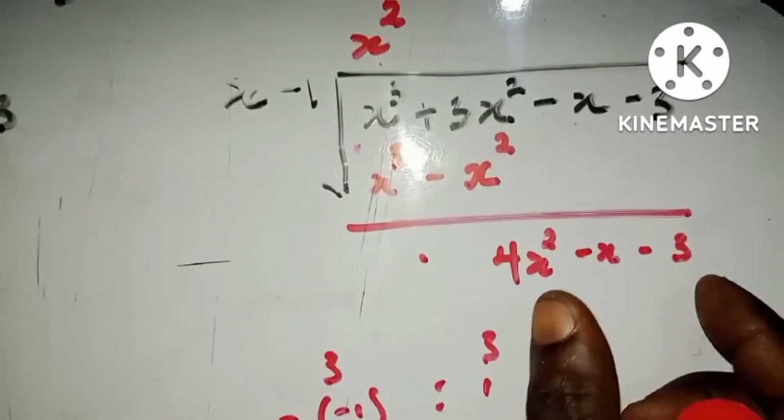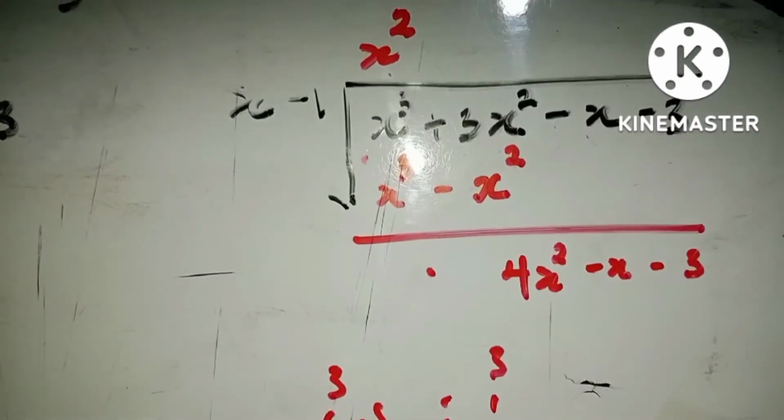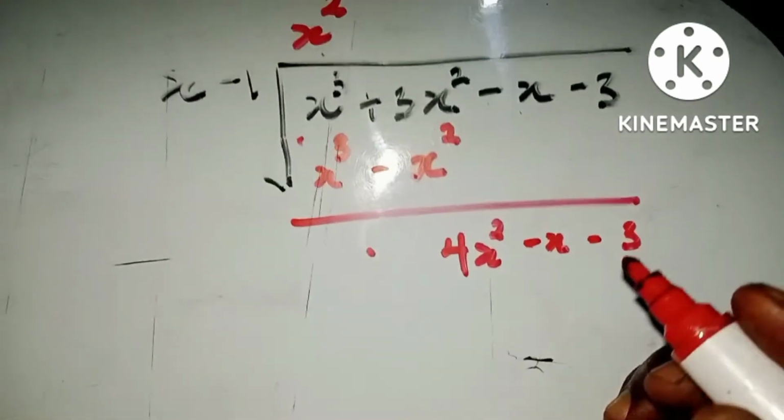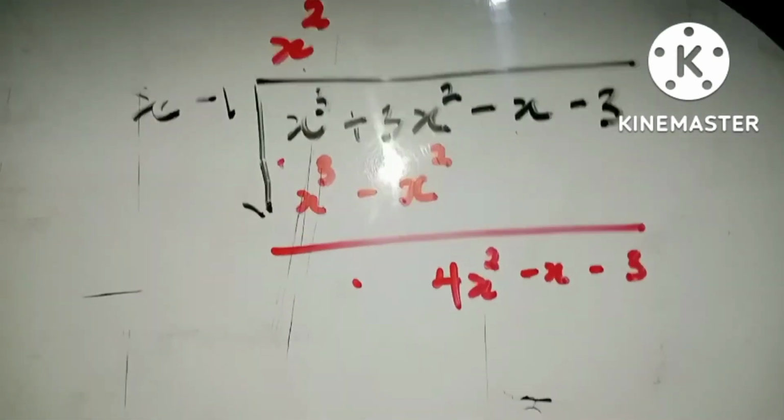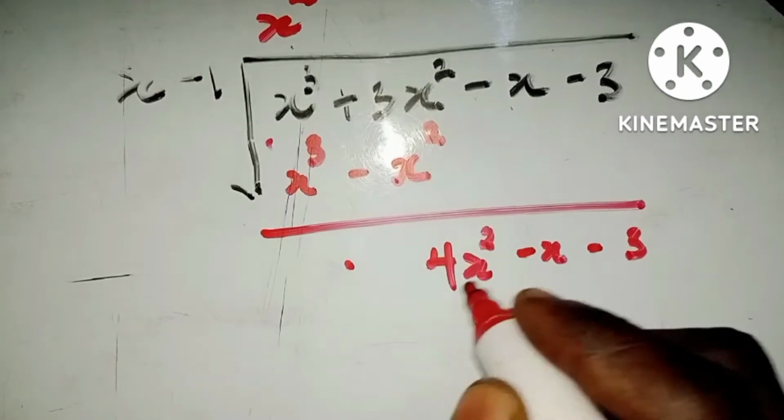I guess you should pause the video and come back and check the solution. Okay, congratulations for trying, just for trying, right? So let's check the solution here. Now we have 4x squared here.